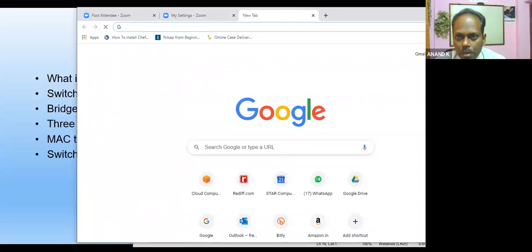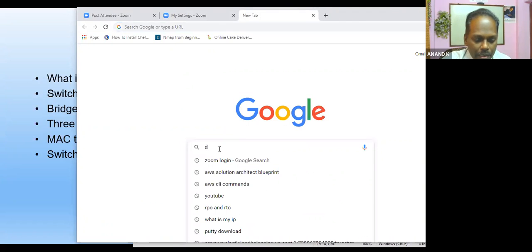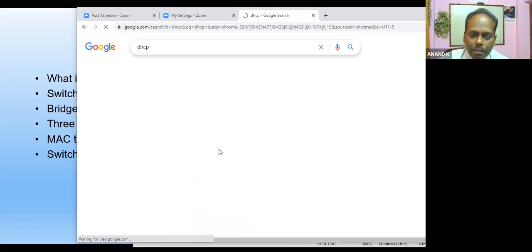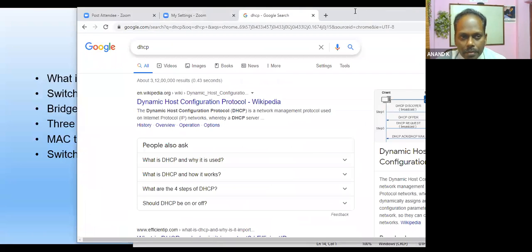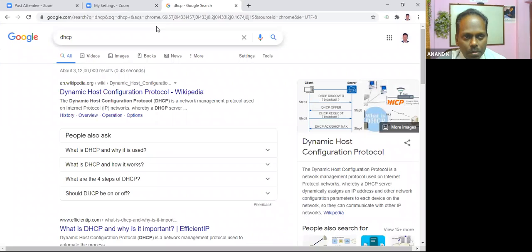So if you go to Google and just say DHCP, it will tell you very clearly: the Dynamic Host Configuration Protocol is a network management protocol used on IP. Where IP means it is basically on the third layer.